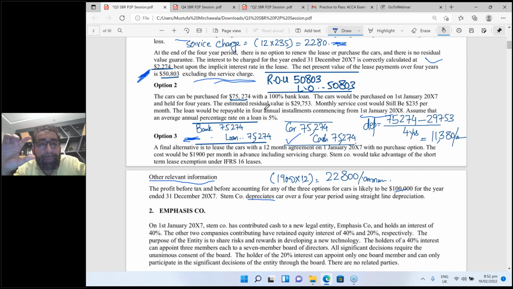So the total liability at the year end is 75274 plus the accrued interest, which is 5%. All of you use your calculator. I'm not going to use a calculator now. 75274 multiplied by 5%, this is your accrued interest, and this will be added in your loan.